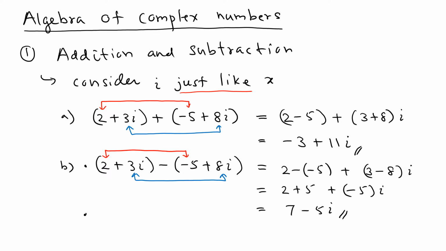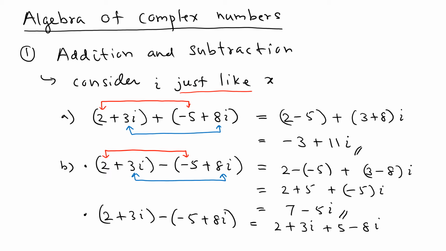So what we can do is, let's say we start with the same problem, 2 plus 3i minus negative 5 plus 8i. What we can do is simply distribute the negative sign. So we can write this one as 2 plus 3i, and if we distribute the negative sign, you're going to get positive 5, negative 8i. Now, as we did for the sum problem, you can add the real part, so you're going to get 7. And then you can simplify the imaginary part, you're going to get negative 5i.